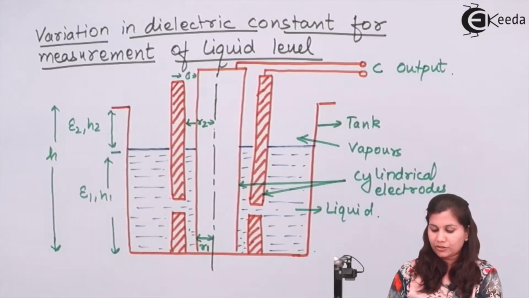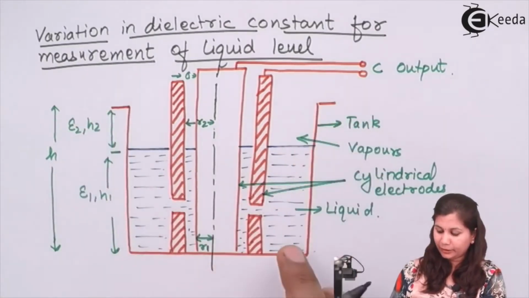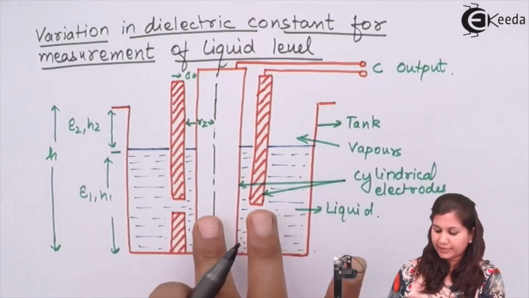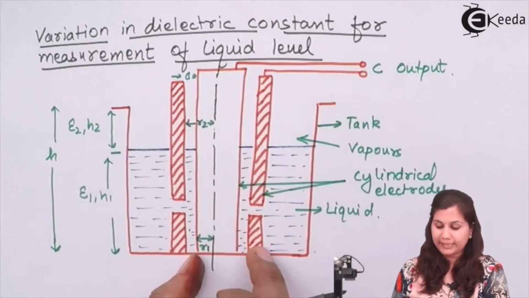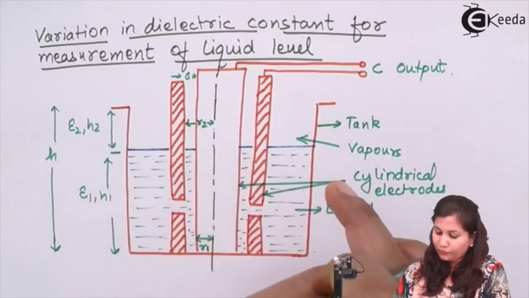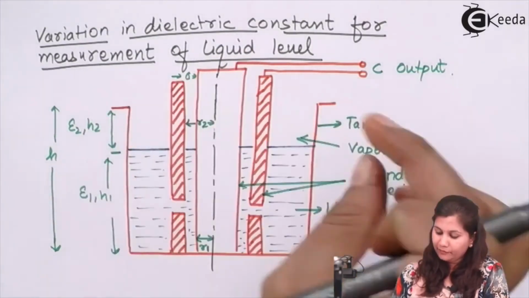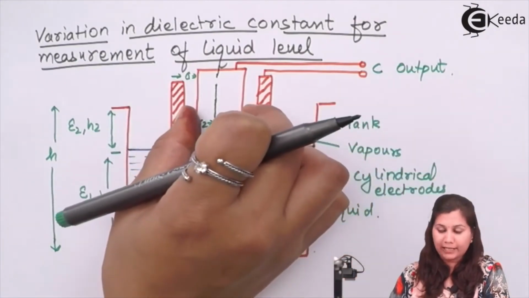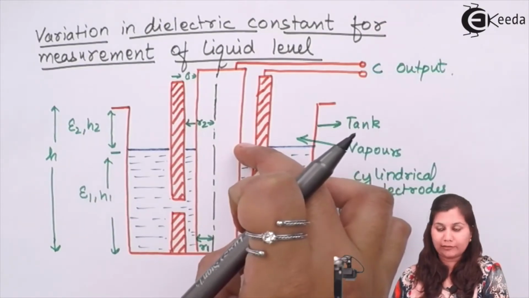Now here variations are done in the dielectric constant. We can see that we are having a tank. In that tank liquid is filled. We are having the cylindrical electrodes here. This is acting as the plates and this is acting as the dielectric medium. Liquid is acting as the dielectric medium here. So we are having different heights here. For this much height we are having the vapors as the dielectric medium, and for this much height we are having the liquid as the dielectric medium.